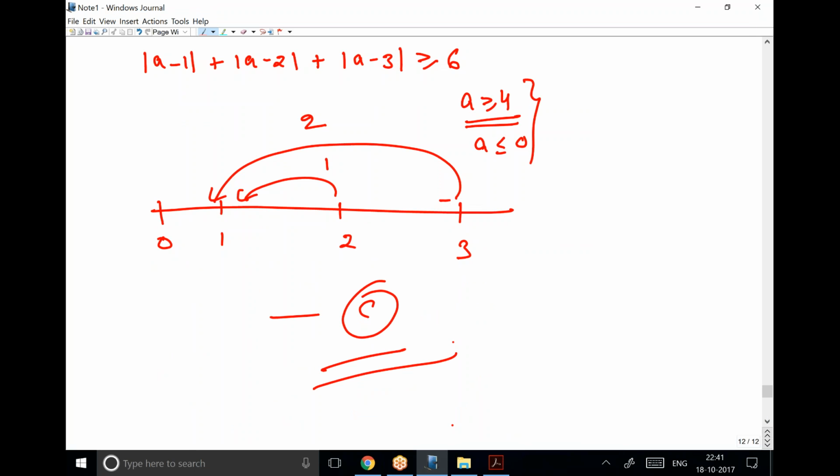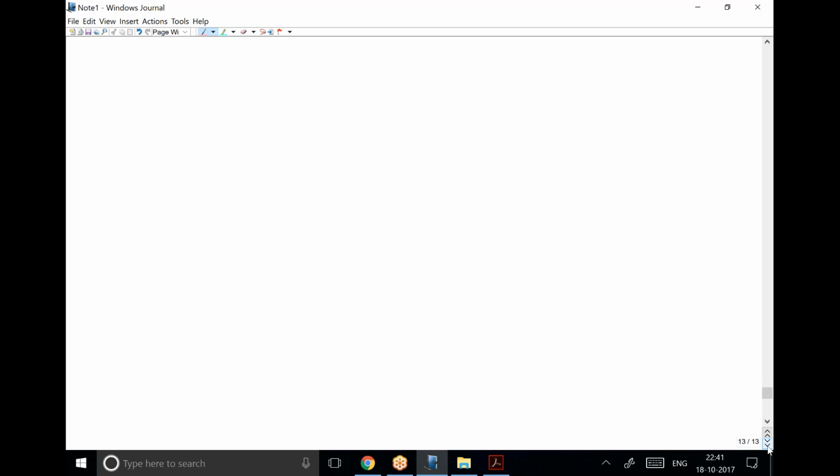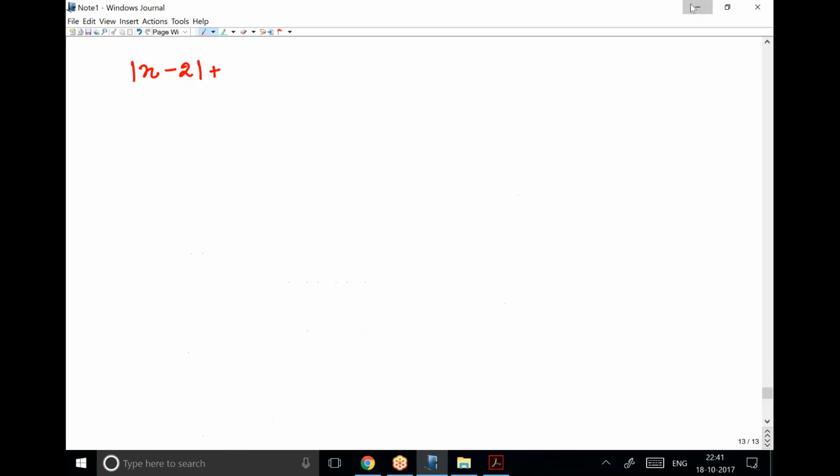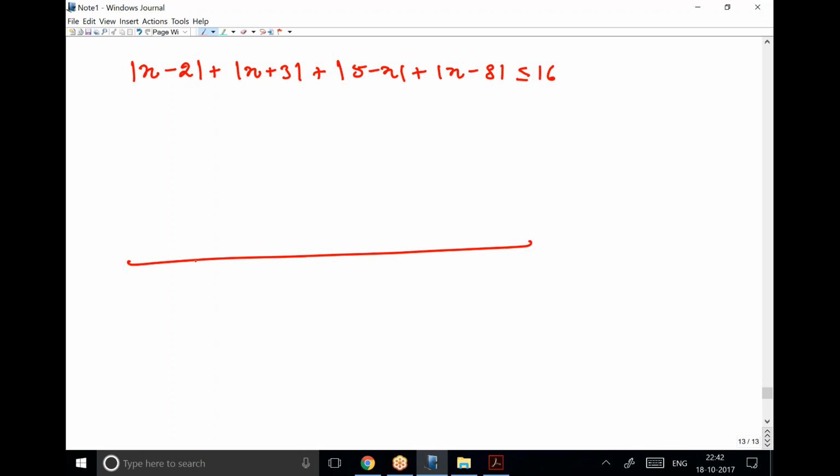Now look at question number 3 here. In question number 3, it is given to us |x - 2| + |x + 3| + |5 - x| + |x - 8| is less than or equal to 16. So again, we can do this through limiting points only. Limiting points are minus 3, 2, 5 and 8. These are the limiting points.